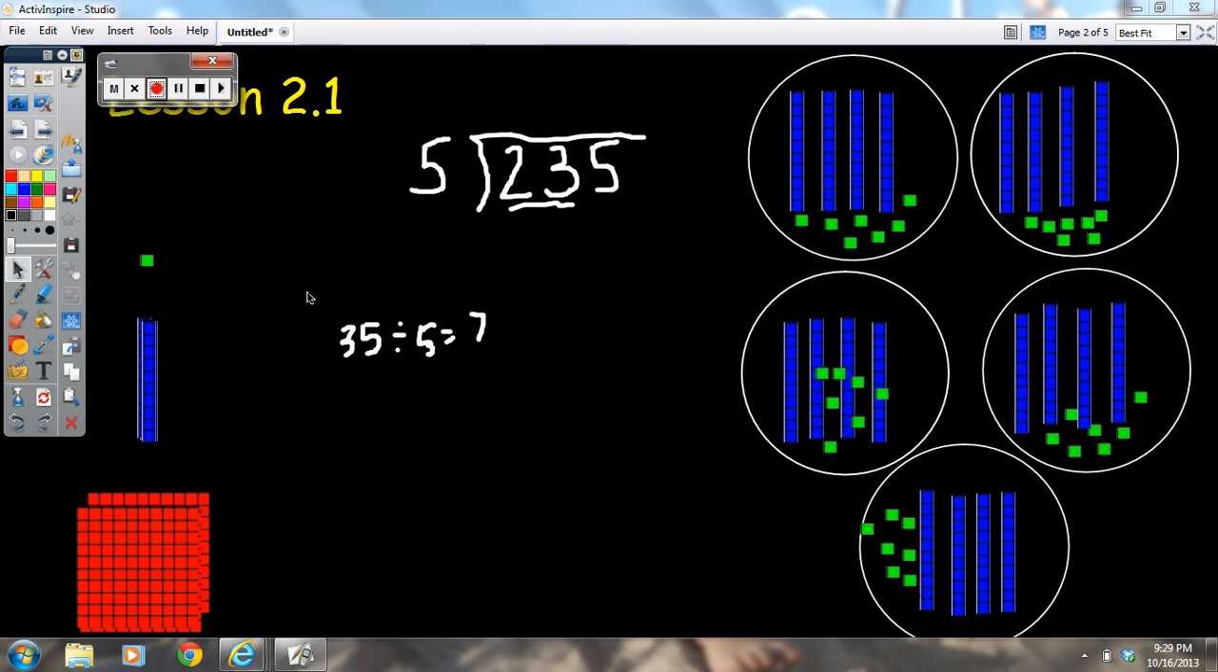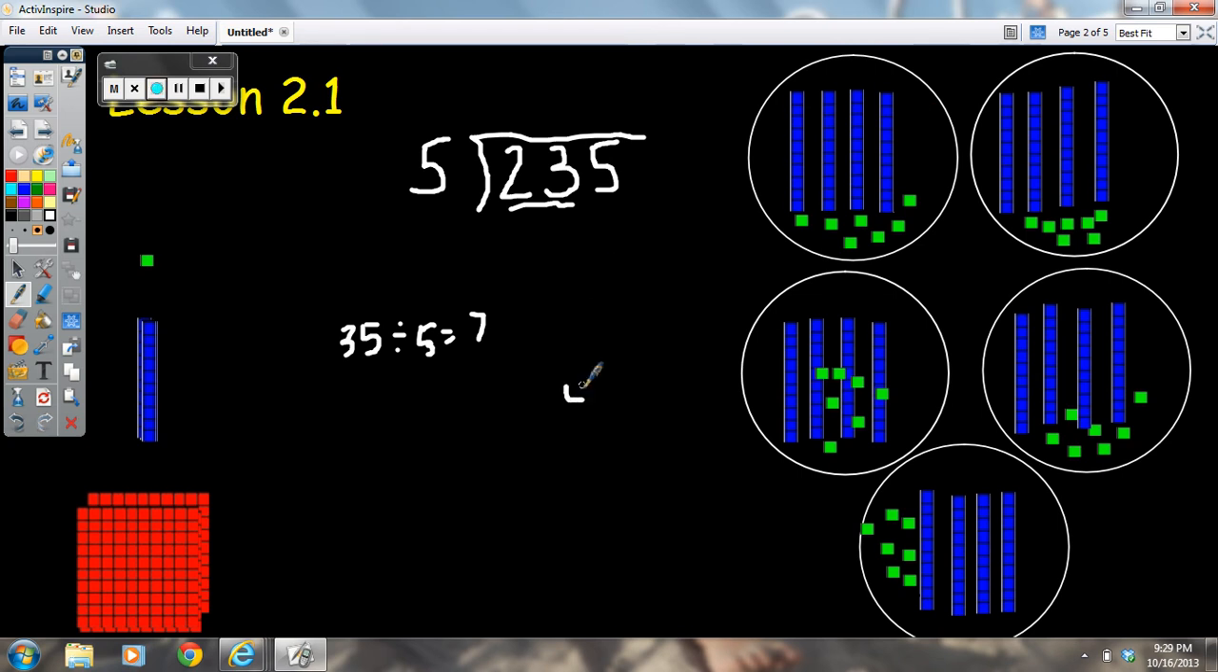So if I take those 35 ones that I had left over and put them into 5 equal groups, I have 7 in each group. And now what I can see is that in each of these 5 groups, I would have 4 tens in each group.